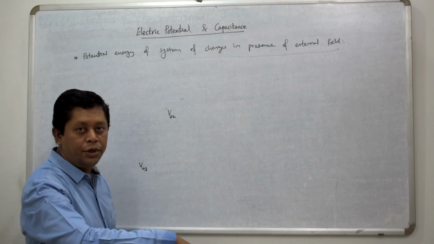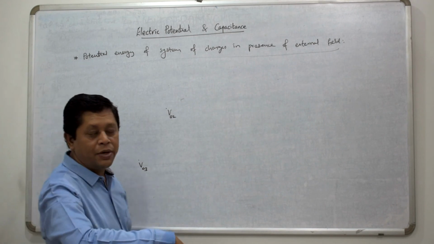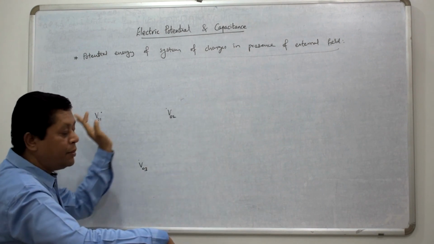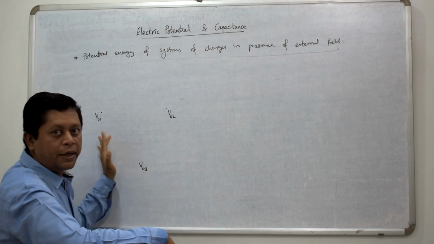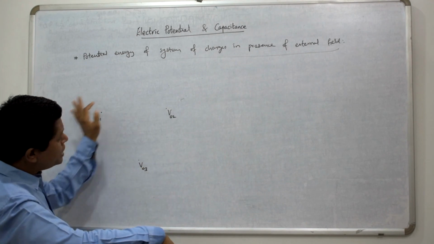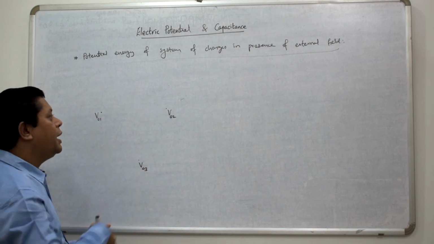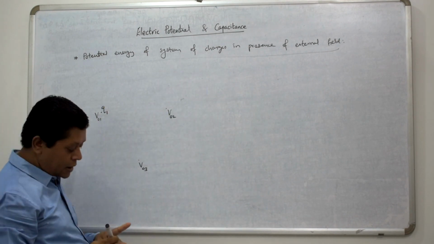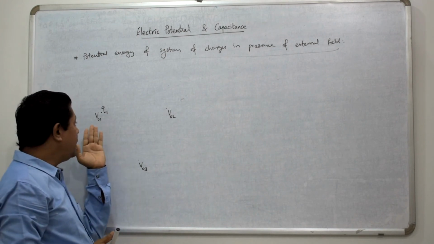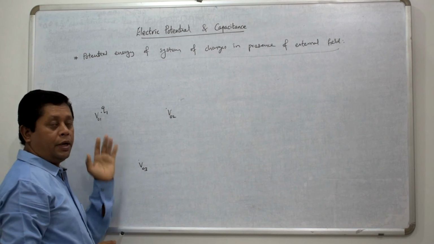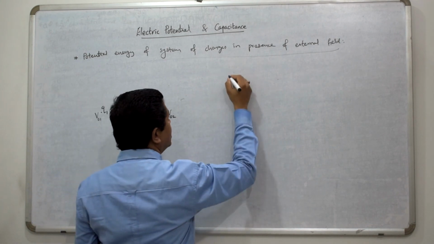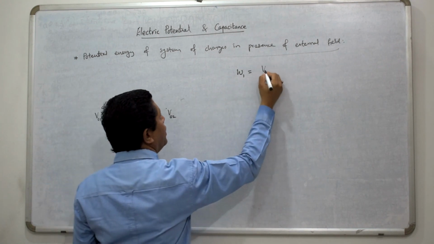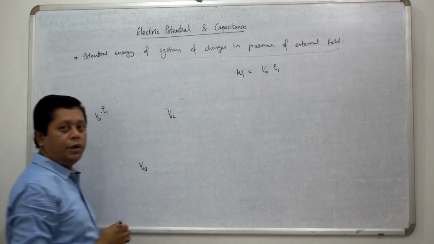Next is potential energy of a system of charges in presence of an external electric field. Let's say in this region the external electric field is there, and because of that at different points there is a different electric potential. In presence of this external field, if we bring any charge, let's say Q1, from infinity up to this point, then as it is brought in presence of the external field, the external potential at this point is V01, and that's why the work done in bringing this charge Q1 is V01 into Q1. This is the work done.